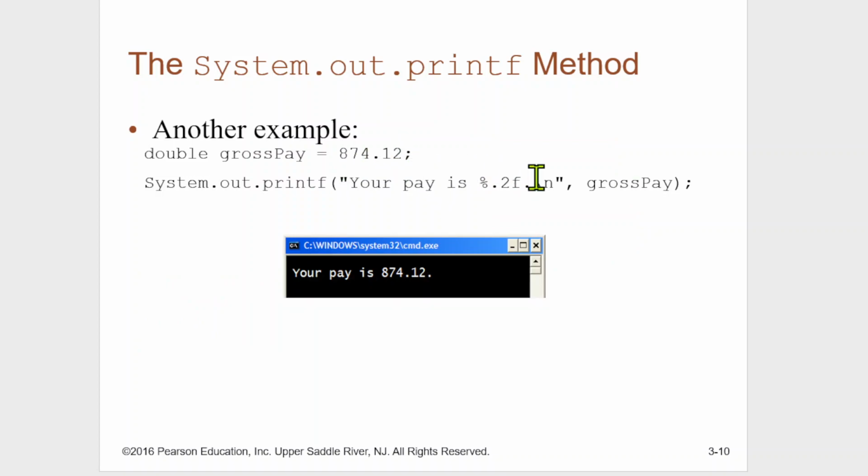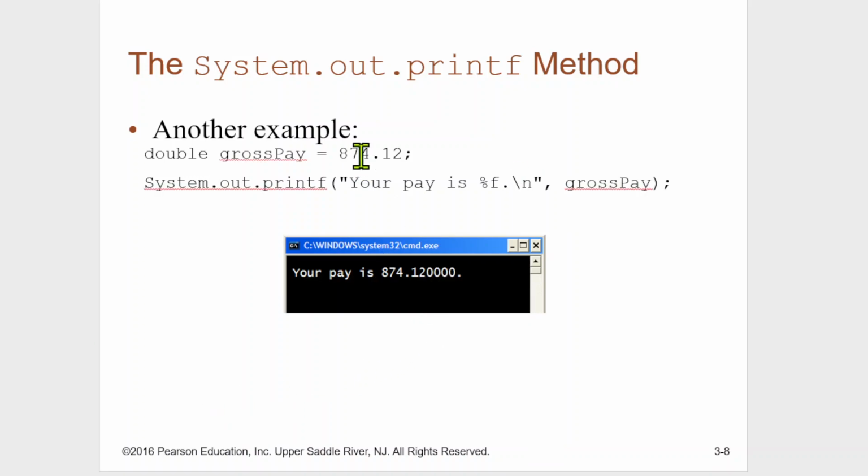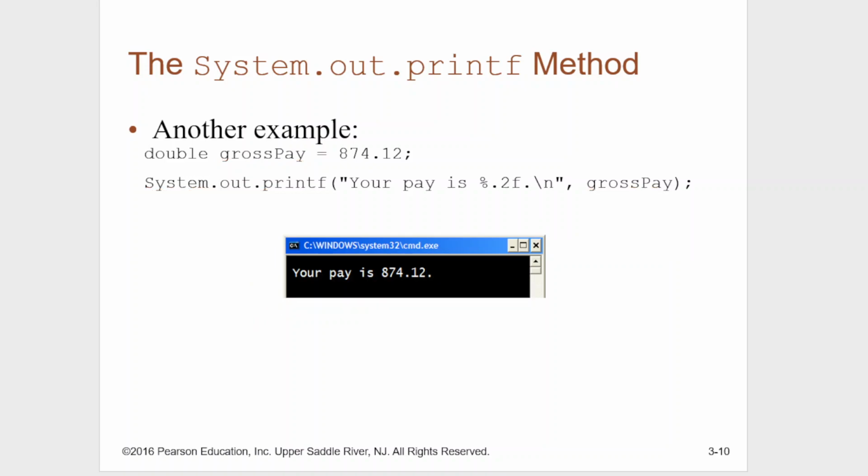Now, this is another example. I think somebody brought this up in class. How do I make sure, instead of getting this, because notice I just wrote 874.12 and I got all these zeros behind it. How do I stop those zeros from coming? Well, I use this, your pay. Now you see before the f, I have a .2, so my percent .2f. What that says is I only want 2 decimal points after the decimal. That's all I want, and that'll give me my 87.12.